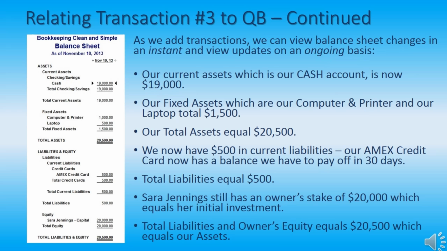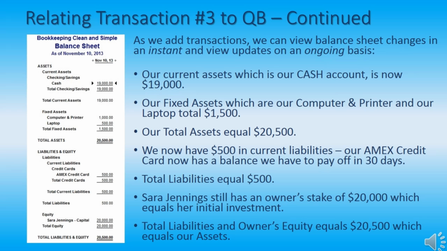Our fixed assets, which is our computer and printer in our laptop, total $1,500. Our total assets, therefore, equal $20,500. We now have $500 in current liabilities. Our Amex credit card now has a balance we have to pay off in 30 days. So our total liabilities equal $500.